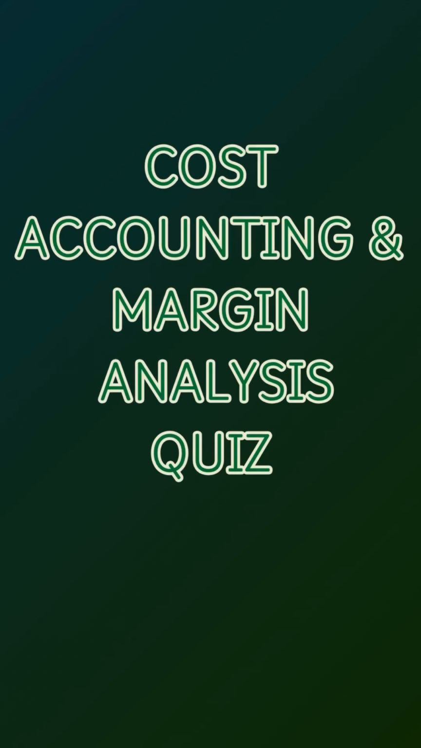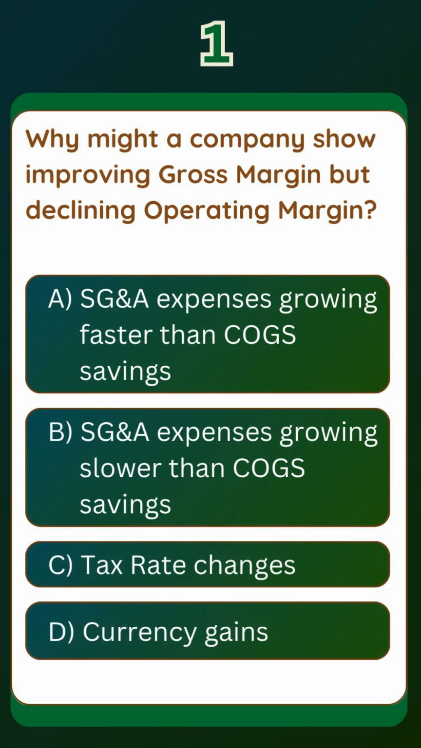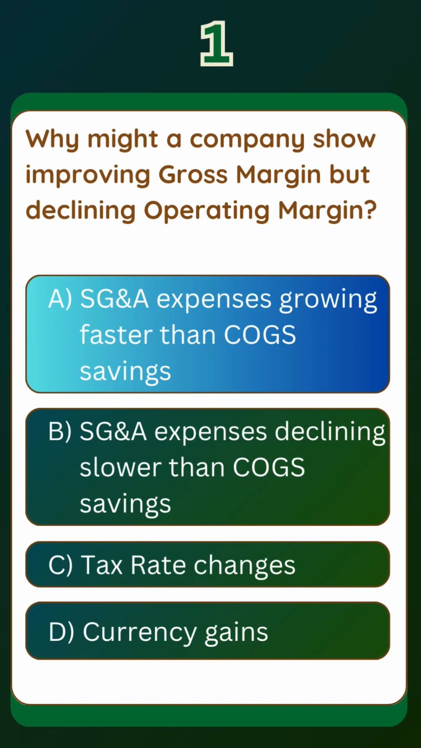Cost accounting and margin analysis. Question 1. Why might a company show improving gross margin but declining operating margin? The correct answer is option A.